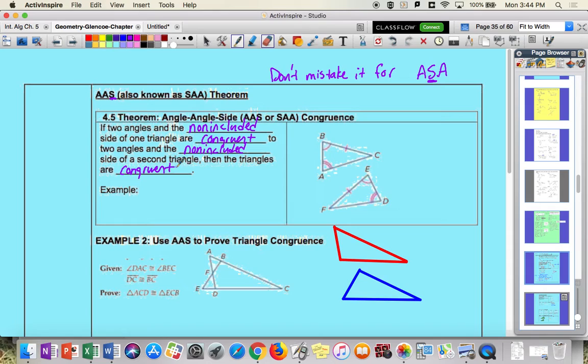So let's keep track of where those are. Angle A here would be congruent to angle D in our second triangle. And then the next angle, the angle B, is congruent to angle E. And then we have the side that follows. BC would be congruent to EF.